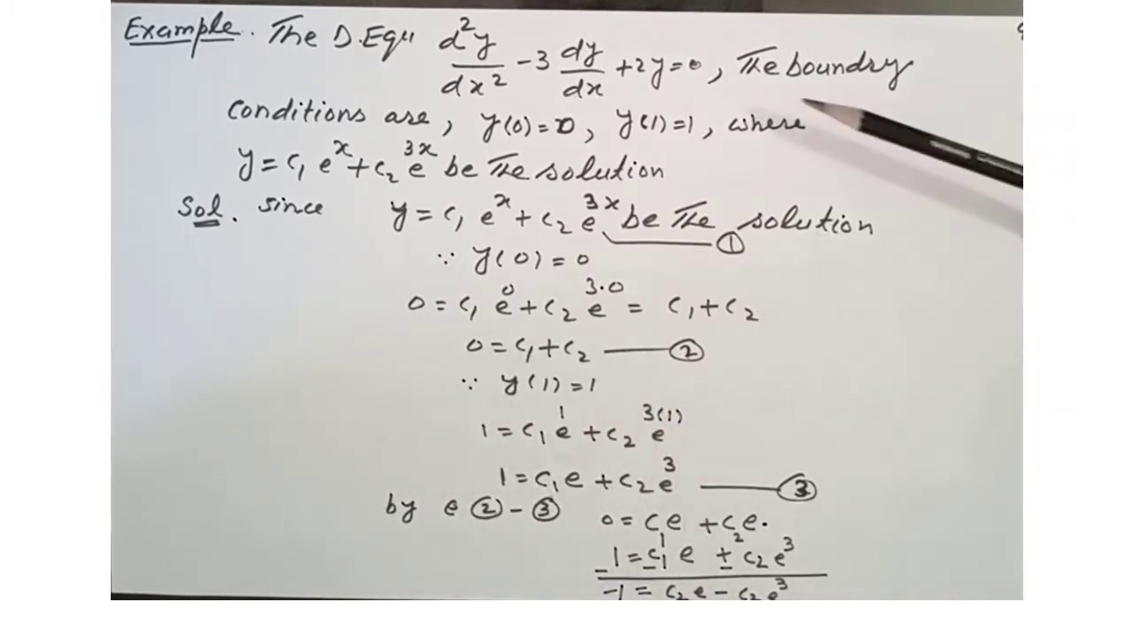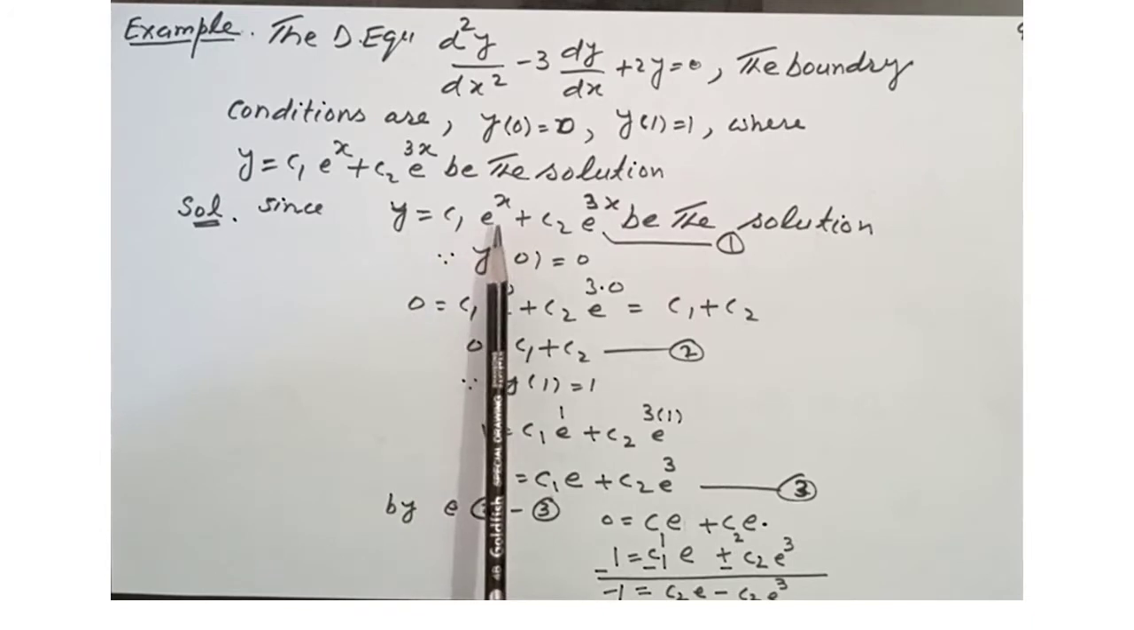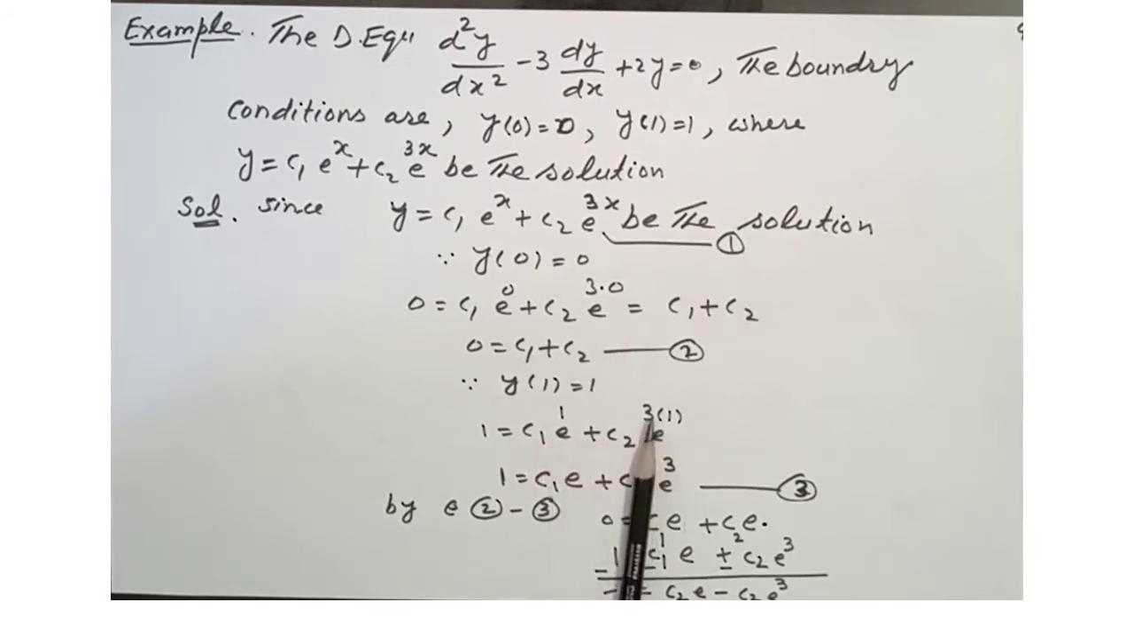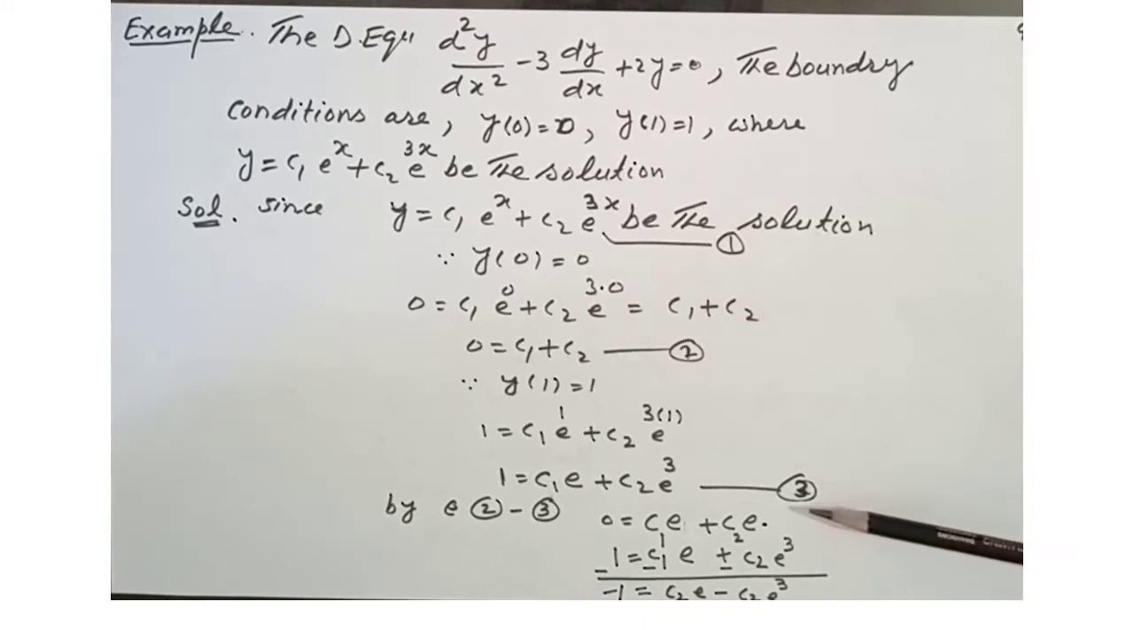We apply the second condition, y(1) equal to 1. Also we put 1 in place of y and 1 in place of x. So this becomes 1 equal to c1 e^1 plus c2 e^(3 into 1), and this becomes 1 equal to c1 e plus c2 e cube. We call this equation 2. We solve these two equations, and we find the values of c1 and c2.